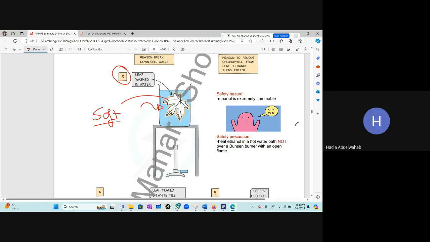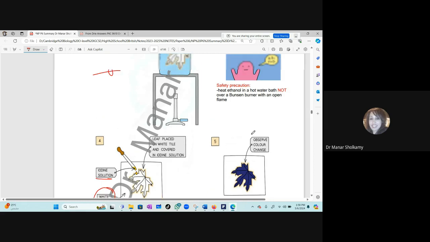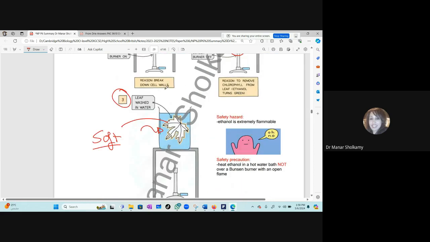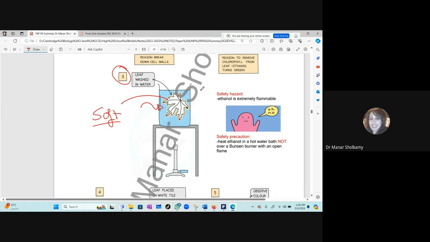Okay. Clear? Then we will test it, we'll add the iodine, right? And then we add the iodine and look for the color change. Good. Okay. Now they do ask you this, don't ignore it. It's not common, or actually it is in recent years, so don't ignore it.